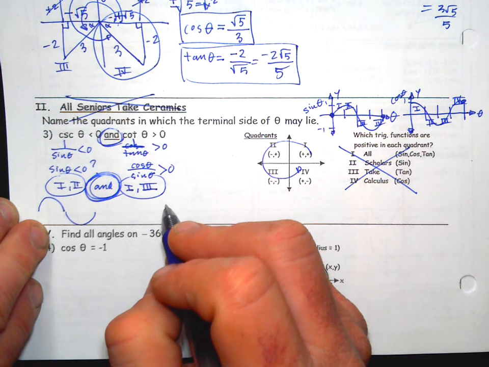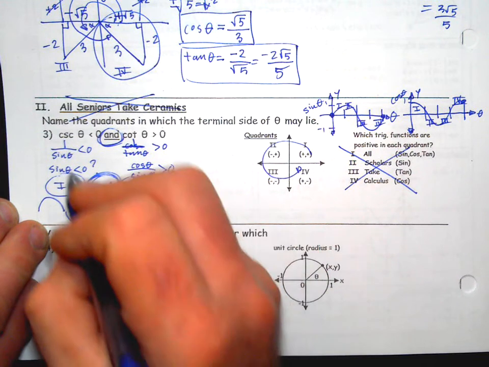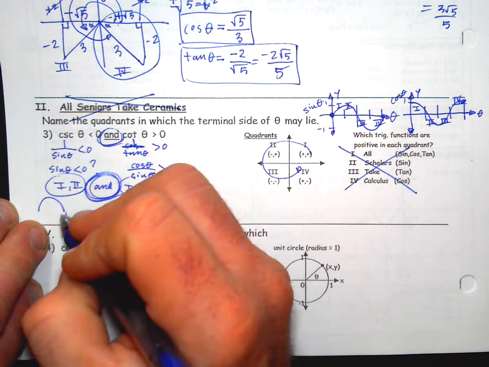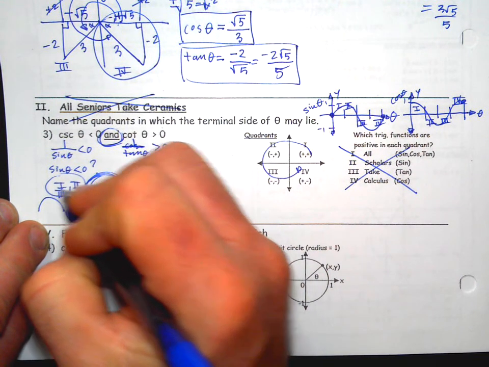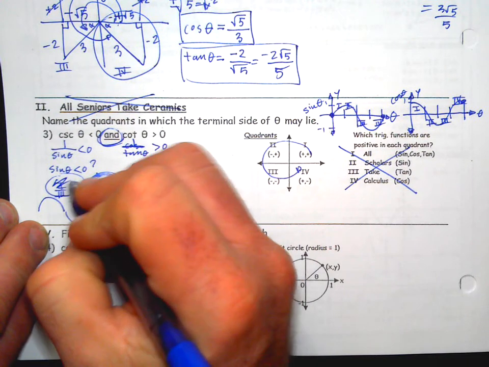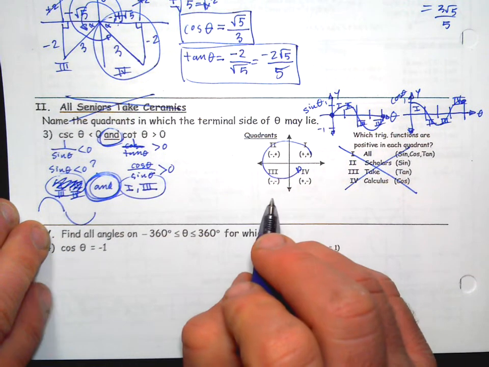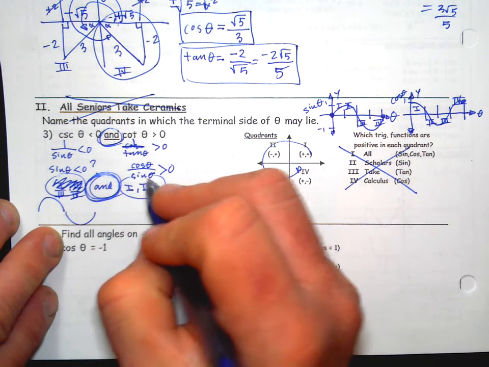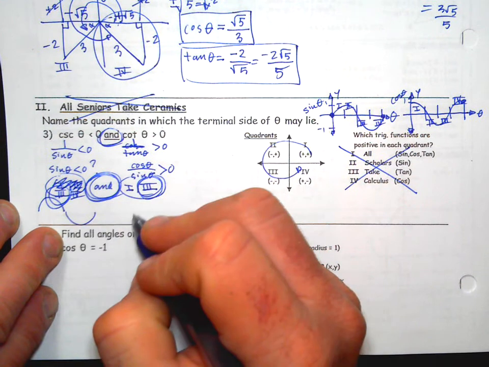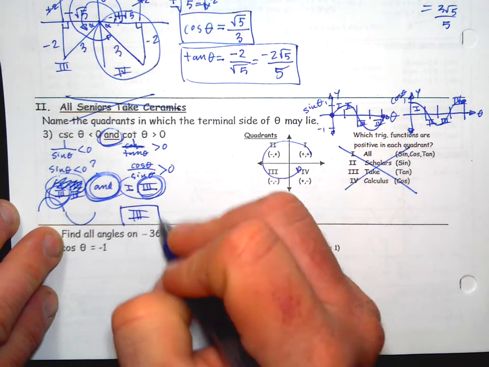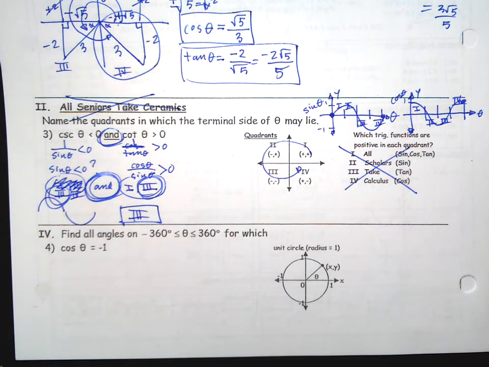Oh, you know what? I messed up this first one. Where is sine negative? I picked where it's positive, so it should be quadrants 3 and 4. All right. So where are both of these things true? Quadrant 3. So there you go. Something like that.